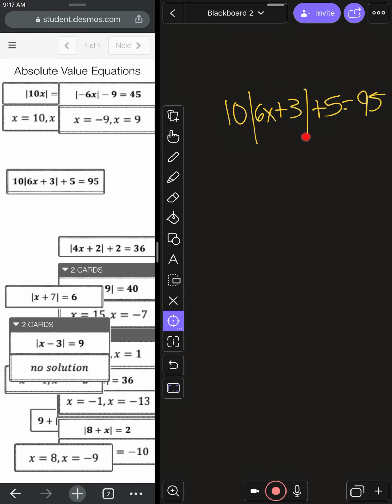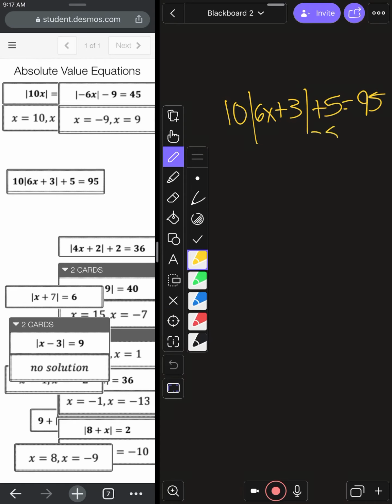First thing, I got to get the absolute value all by itself. So I got to get rid of this 5 and this 10. I'm going to get rid of this 5 first. The opposite of adding a 5 is subtracting a 5. So I'm going to subtract a 5 from both sides. That's gone, leaving just 10 times the absolute value of 6x plus 3 equals 90.